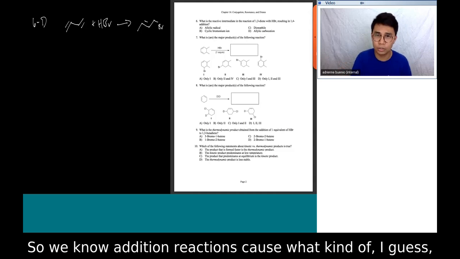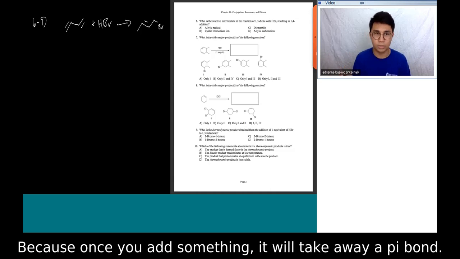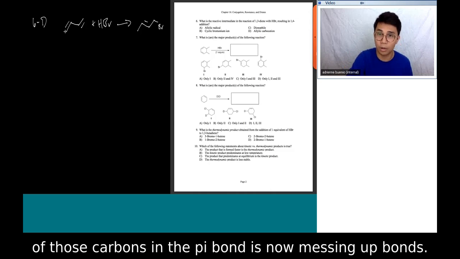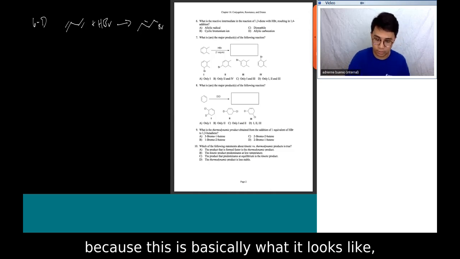So we know addition reactions cause, what kind of, I guess, ion? A carbocation, right? Because once you add something, it'll take away a pi bond, and then one of those carbons in the pi bond is now missing a bond, so now it's a carbocation, right? And that's how you come up with D, because this is basically what it looks like, right?